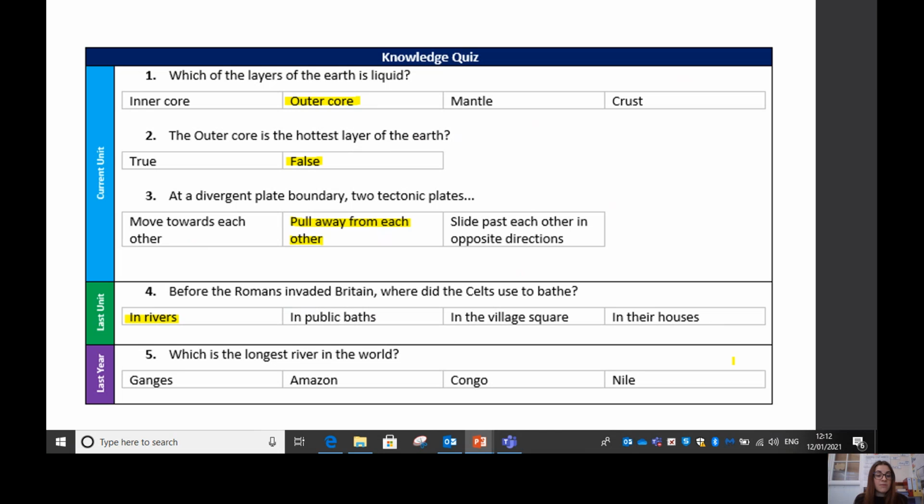Which is the longest river in the world? This is from your unit in geography last year on rivers and mountains. See if you can remember. You've got options of the Ganges, the Amazon, the Congo, or the Nile. Yep, well done if you remembered. It is the River Nile. Well done on completing your knowledge quiz this week.